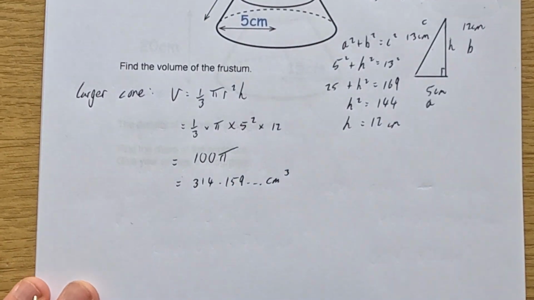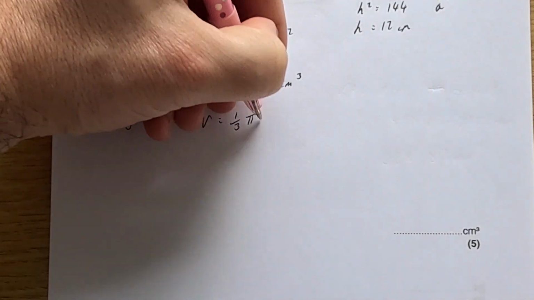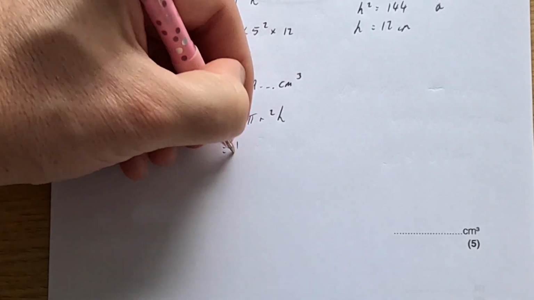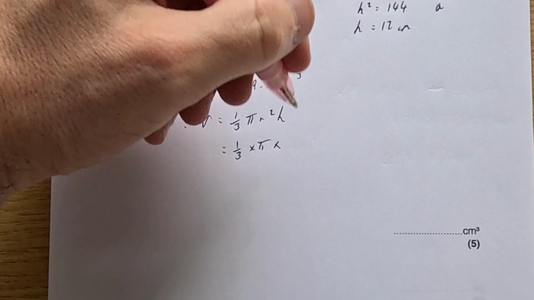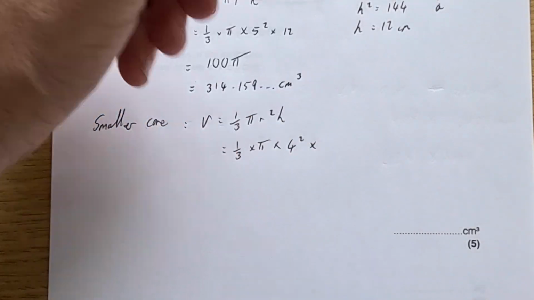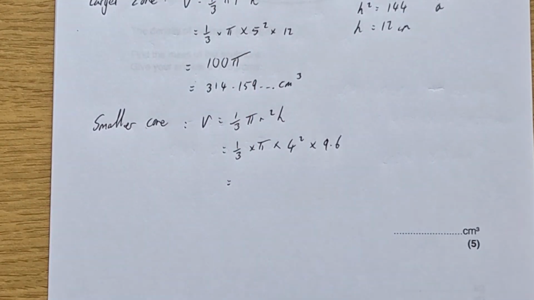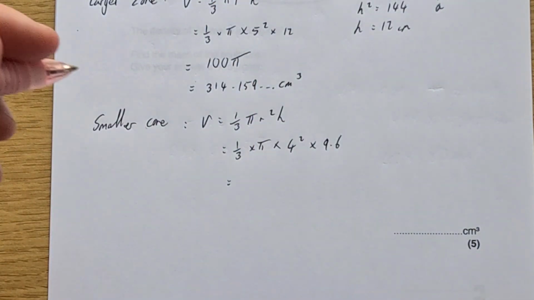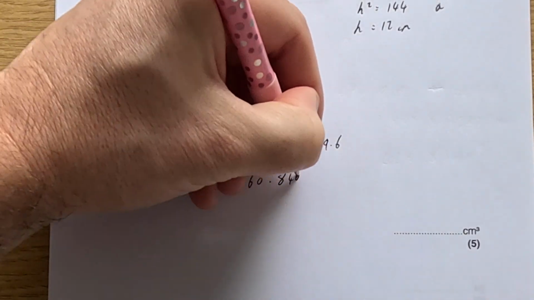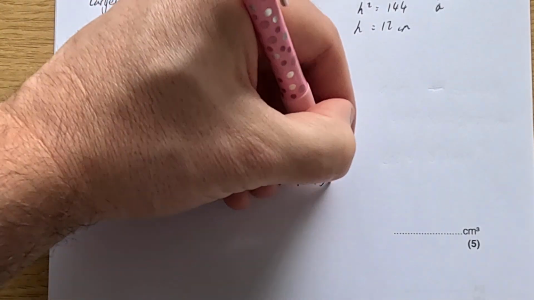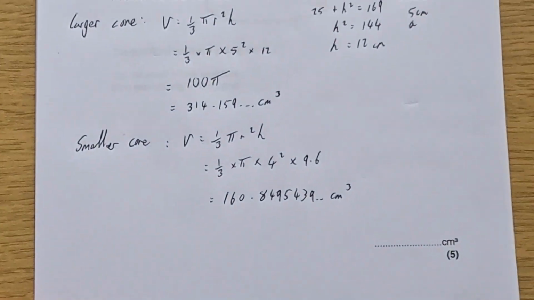Now let's consider the smaller cone. Again, its volume is a third pi r squared h. So it's going to be a third multiplied by pi, multiplied by the radius of the base, which for the smaller cone was 4 squared, multiplied by its perpendicular height, which is 9.6. When we work that out, we get its volume, which is equal to 160.849543.9 and so on, centimeters cubed. That's fantastic. We now know the volume of both the cones.